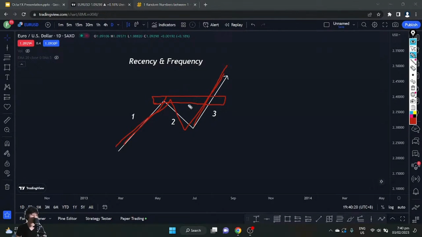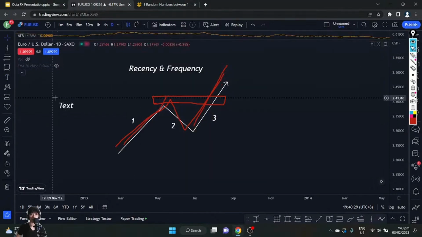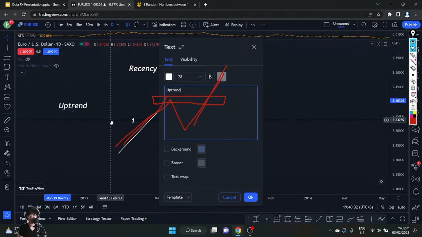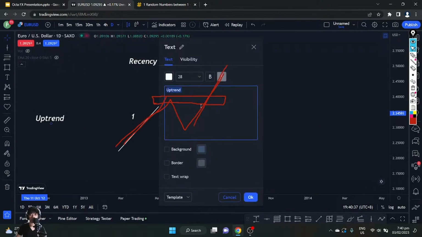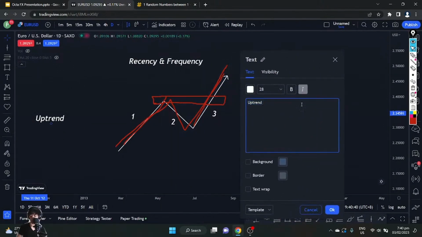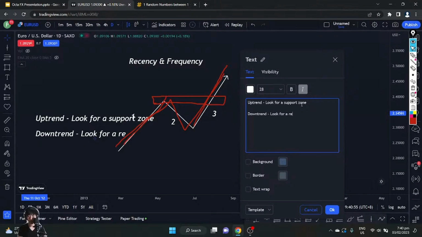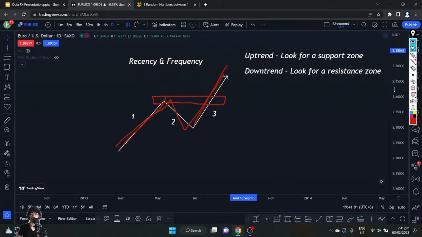So again, we are looking for support, okay? Because we are on an uptrend. So always remember that if we are on an uptrend, let me just write this. Always look for a support zone. Okay. And if we are on a downtrend, look for a resistance zone. Okay. So take note for this one.